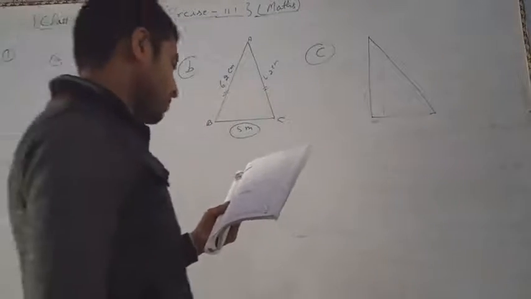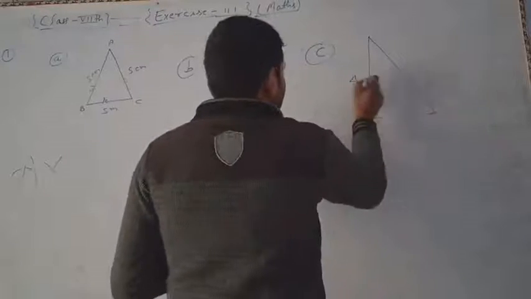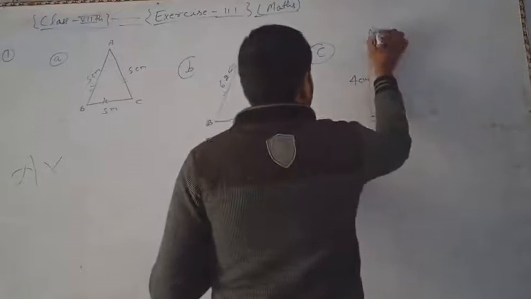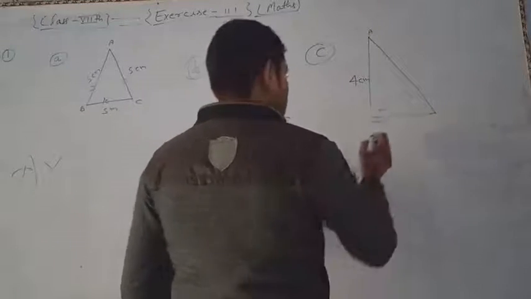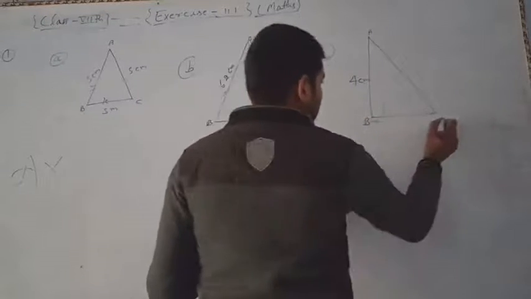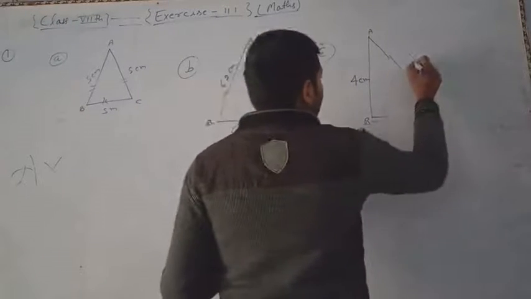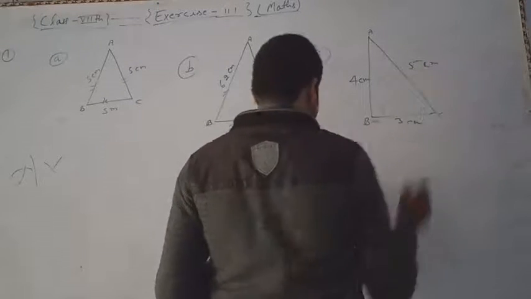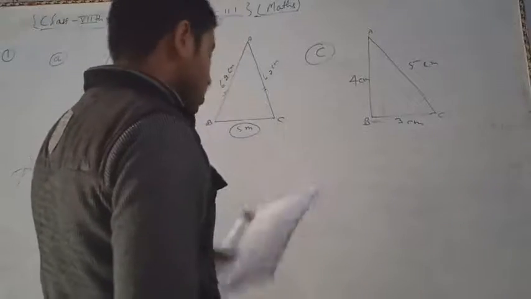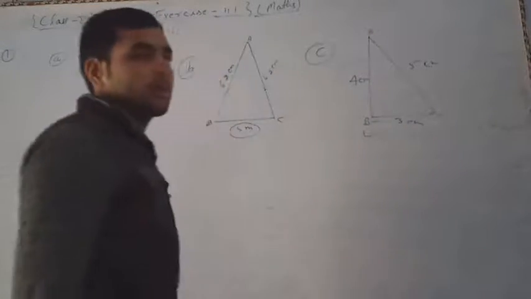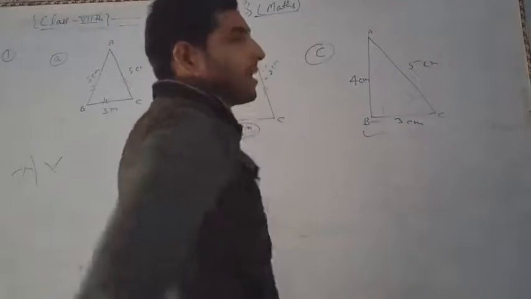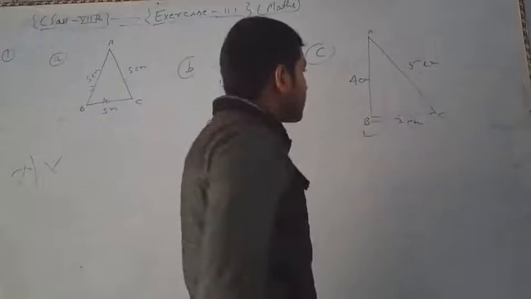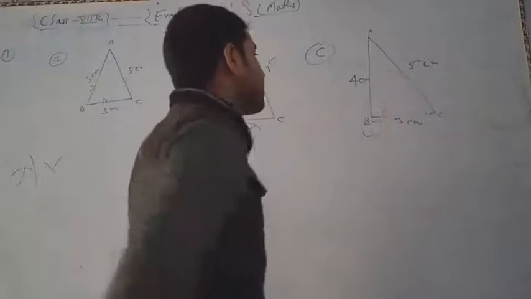Okay, again in figure C, here you have this type of figure. In this figure you can see this side is 4 centimeters, and this is A, this is B, and this is C. Here it is given 5 centimeters and this is 3 centimeters. Okay. So this triangle is known as a scalene triangle, because in a scalene triangle no sides of the triangle are the same.